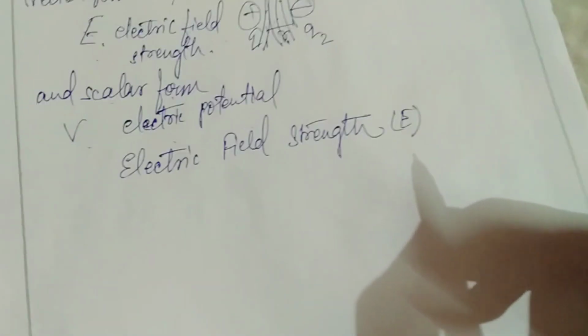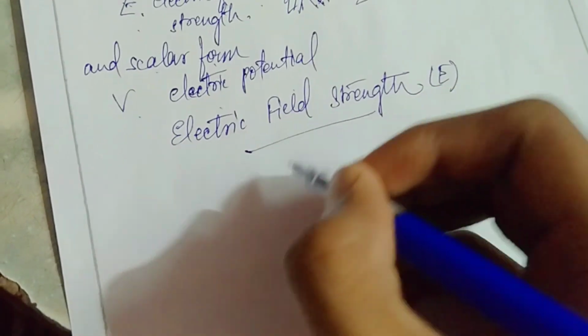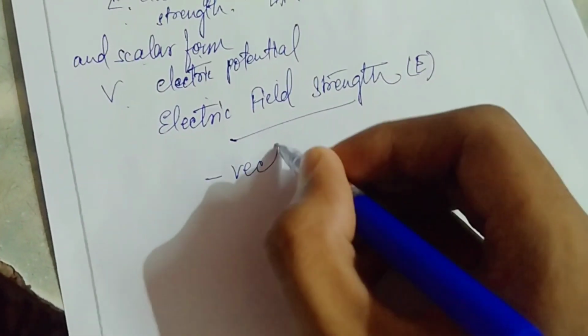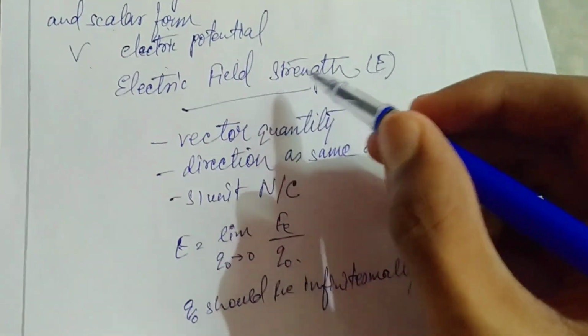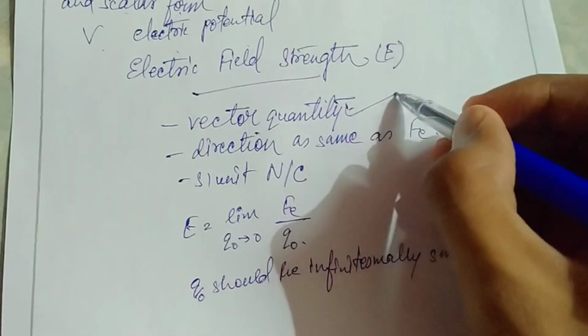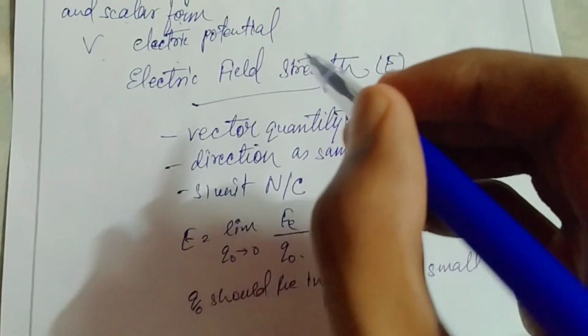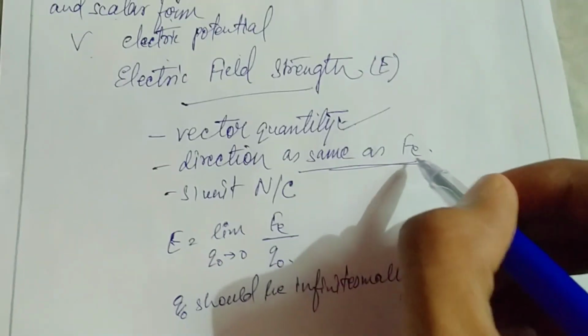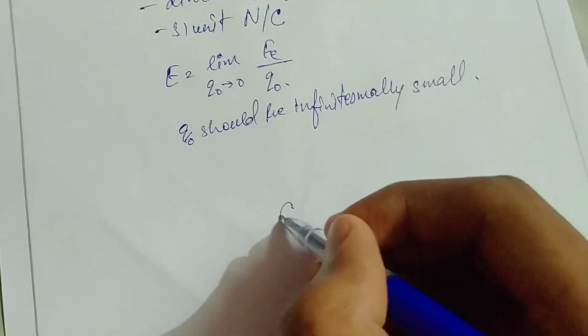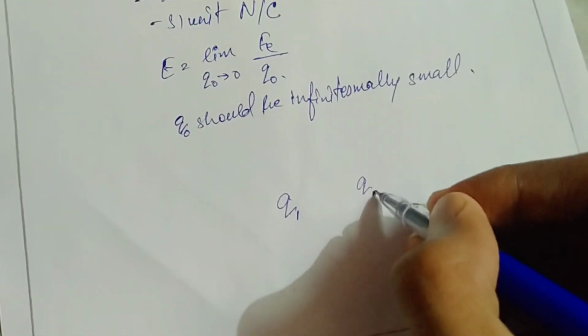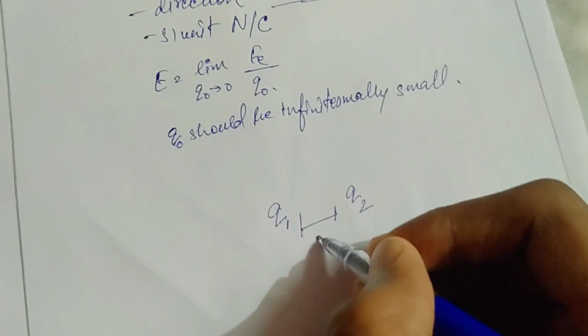Now the point comes to electric field strength. Electric field strength is a vector quantity, so it will have a direction, and its direction is the same as that of Fe, the electrostatic force. Now what is electrostatic force? Suppose this is q1 and this is q2, and this is the distance r.